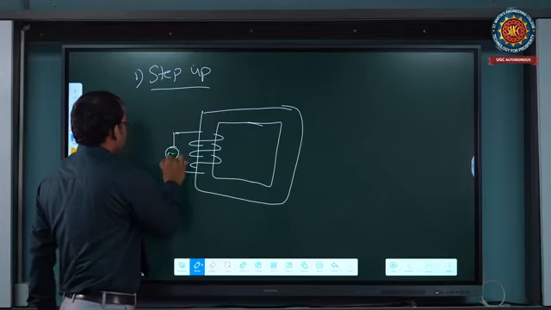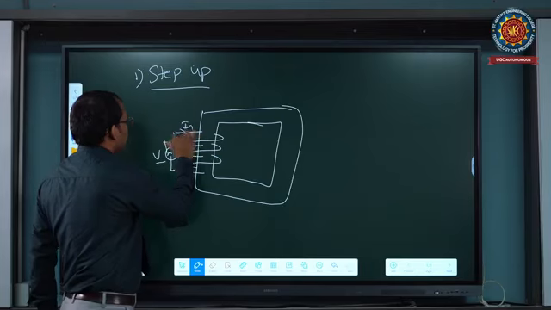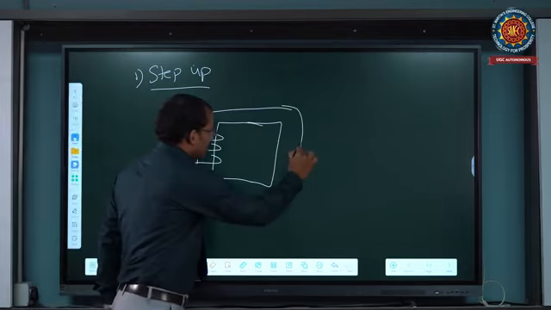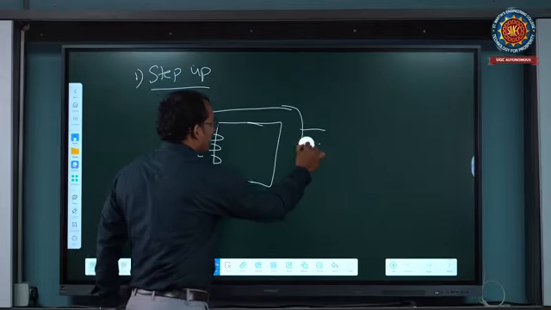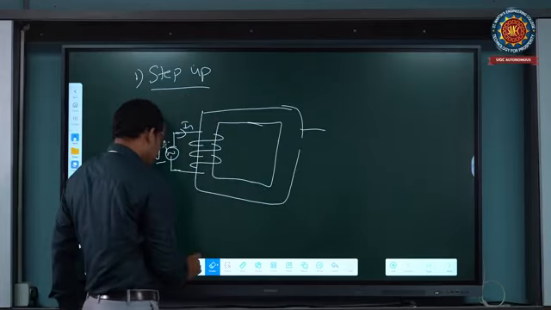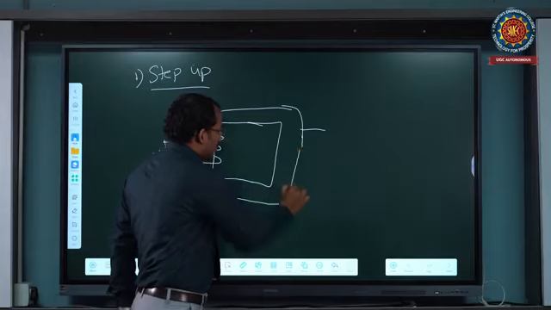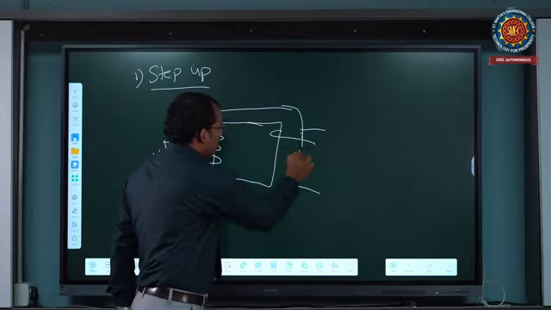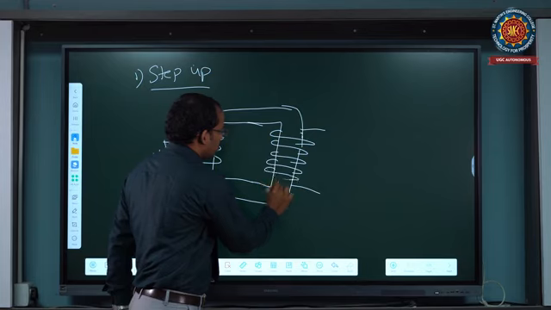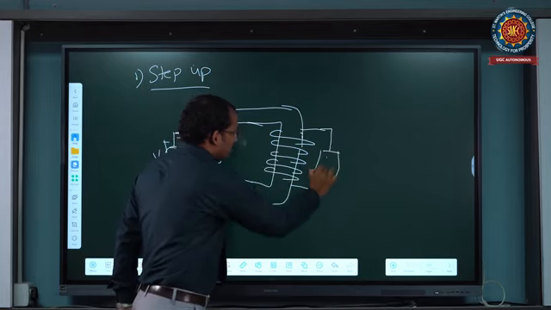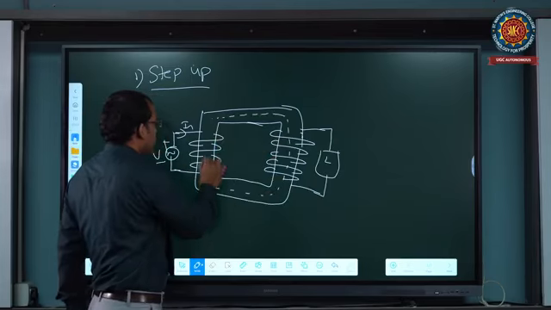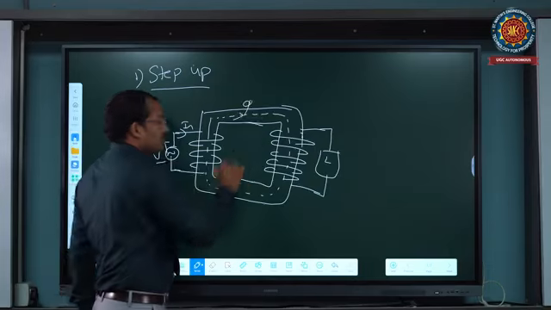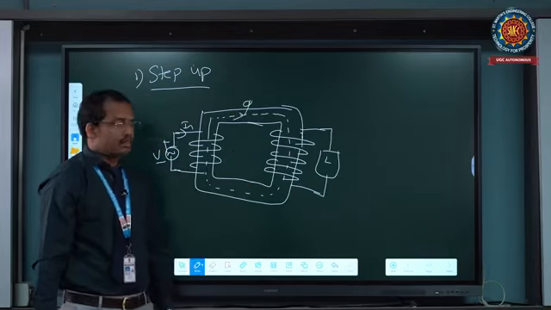So voltage connected, current is I1. Step up means the secondary side coil has more turns compared to the primary side. So we are connected to the load side, and automatically the mutual induction principle works, interlinking the flux.